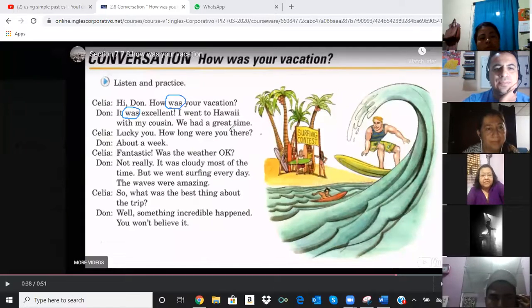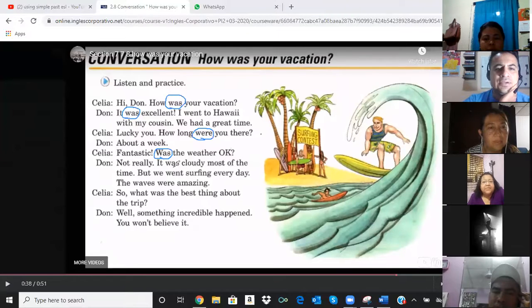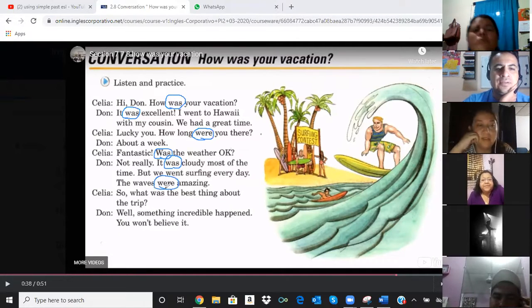We had a great time. Lucky you. How long were you there? About a week. Fantastic. Was the weather okay? Not really. It was cloudy most of the time. But we went surfing every day. The waves were amazing. So what was the best thing about the trip? Well, something incredible happened. You won't believe it.